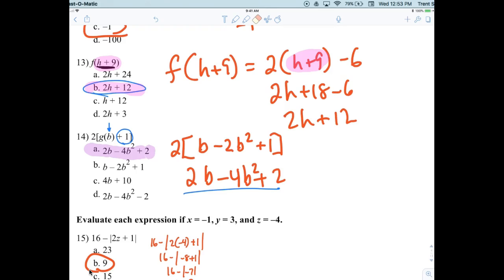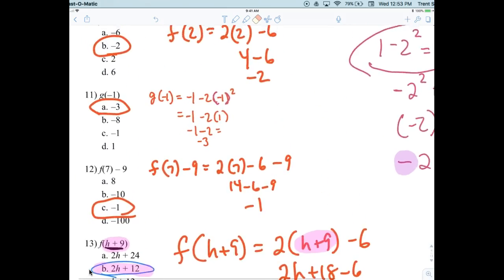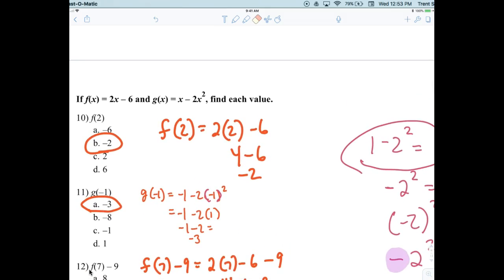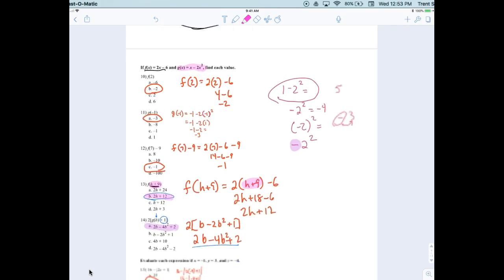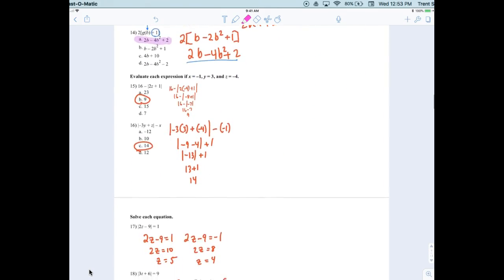What does the g mean? The g is the function. There were two functions, f and g, remember? The f function up here and the g function. So the reason why there's a difference is just so you know which one to plug it into. If it says f, you plug it into the f. If it's g, you plug it into the g. All right? So here we go.